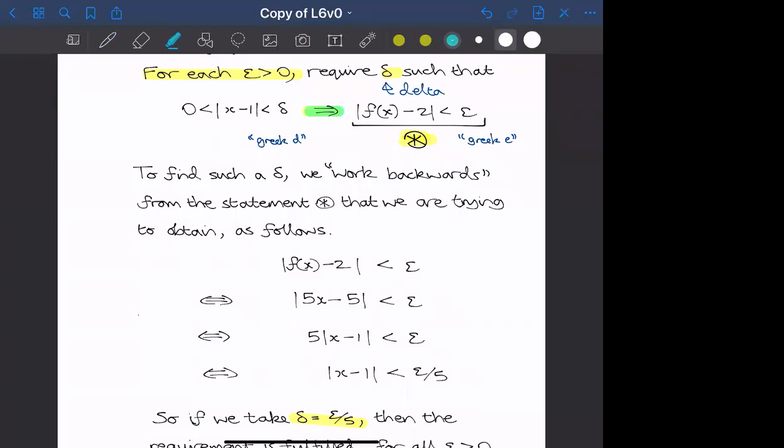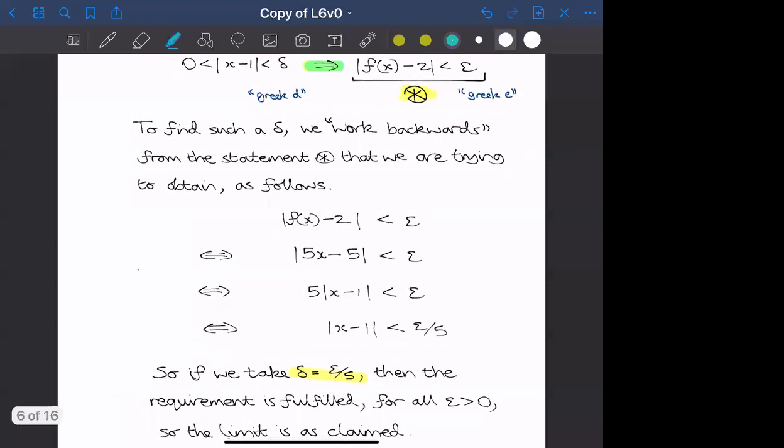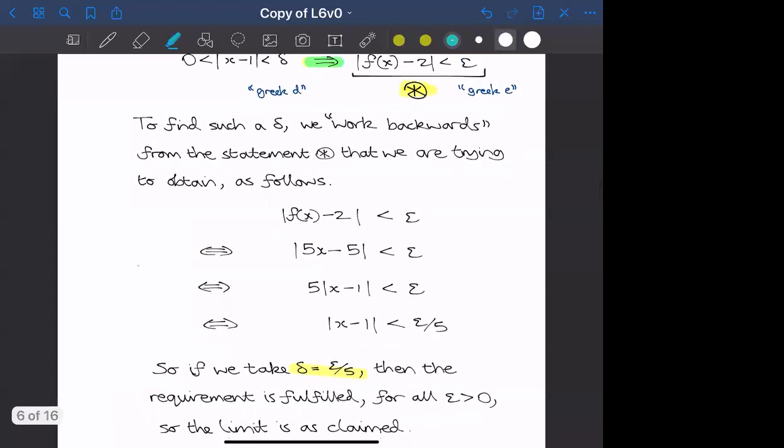So we only needed it for the absolute value of x minus 1 less than delta and greater than 0. We have it for any absolute value less than delta. So I've said it in words. So the requirement at the top of the screen is fulfilled. For all epsilon greater than 0, we would just take delta is epsilon over 5, so the limit is as we claimed.